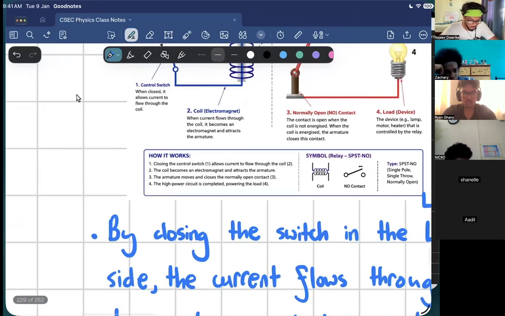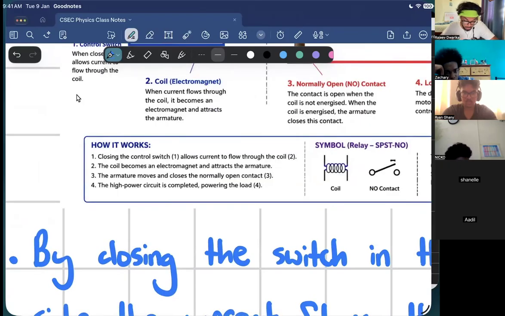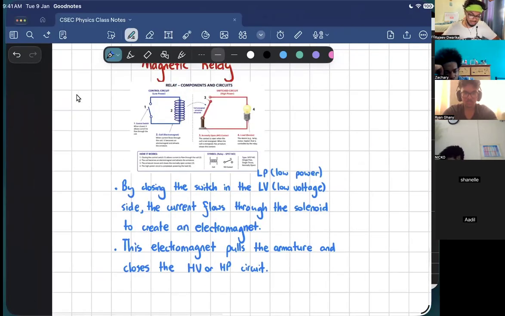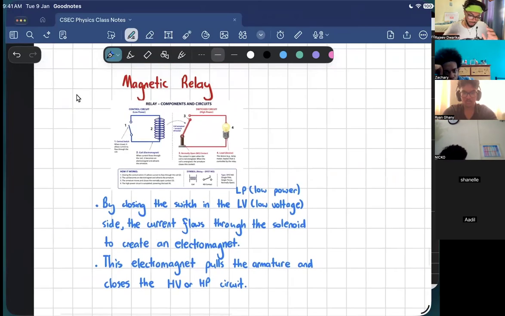So this is how it works. Closing the control switch allows current to flow through the coil. The coil becomes an electromagnet and attracts the armature. The armature moves and closes a normally open circuit. A high power circuit is completed, powering the load. So that's exactly what we said. That's exactly what we came up with.